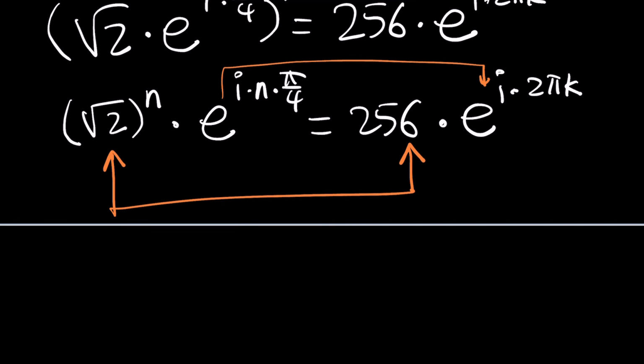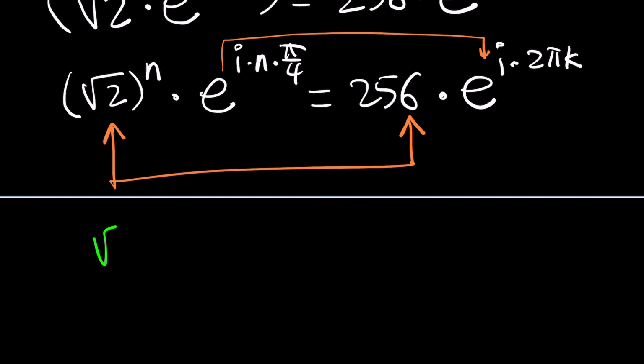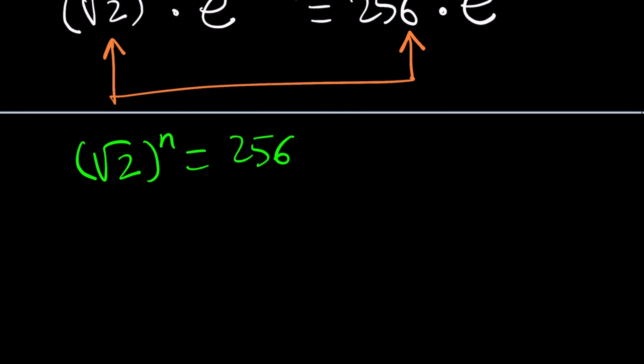Okay, great. Now let's go ahead and take a look at this first. Square root of 2 to the power n equals 256. How do you solve an equation like this? I know you're probably saying something like, hey, I'm going to use logarithm. Yes, you can, but you don't really need to.